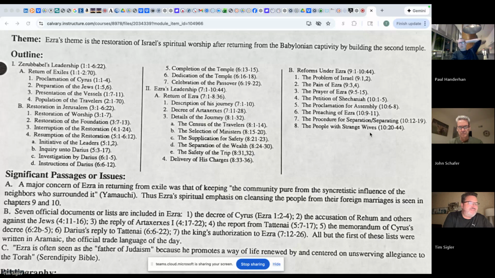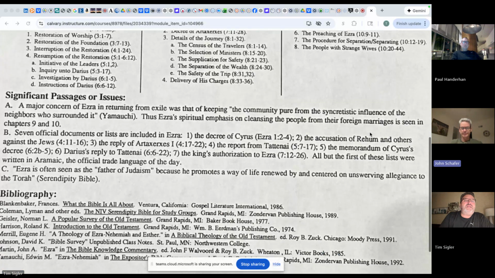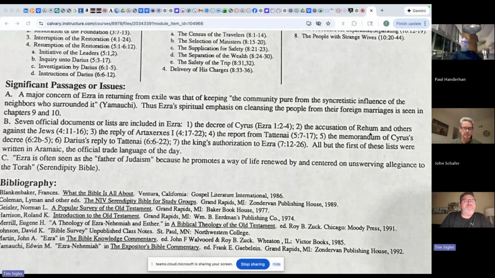Yes. So sometimes, just like a real strict football coach or something, he's going to whip the team into shape. Well, that's kind of how things began to work under Ezra. Let's look at some of these significant passages or issues.